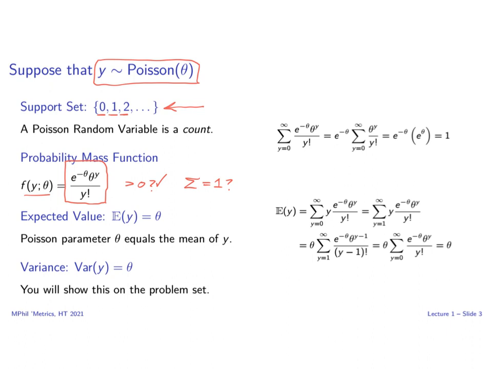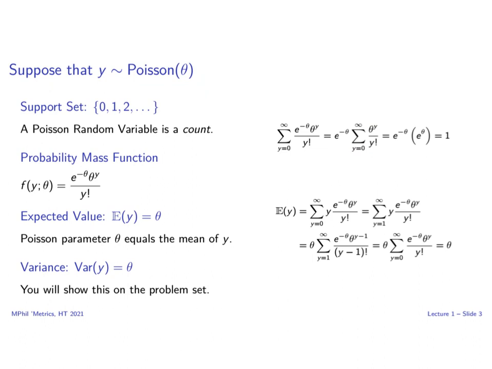Now, if we look at the right-hand side of this slide, we can see an expression that calculates the sum of that probability mass function over all values y in the support set. We need to check that this indeed equals 1. Notice that e to the minus theta does not involve the variable of summation y. So let's pull it in front of the infinite sum and look at what remains. The sum for y from 0 to infinity of theta to the y over y factorial. We recognize this as the Taylor series expansion for e to the theta. So we have e to the minus theta multiplied by e to the theta, which equals 1.